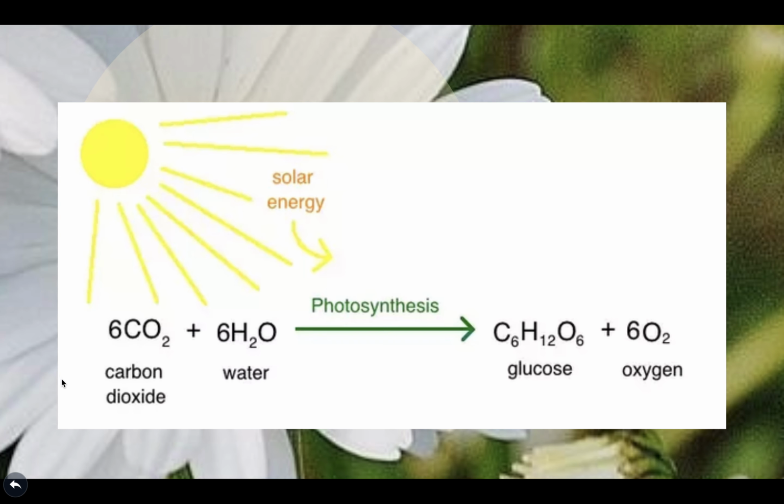The reaction for photosynthesis is as follows. 6 carbon dioxide plus 6 water molecules yields glucose and 6 oxygen molecules. Plants take in water from their roots and carbon dioxide through their leaves.